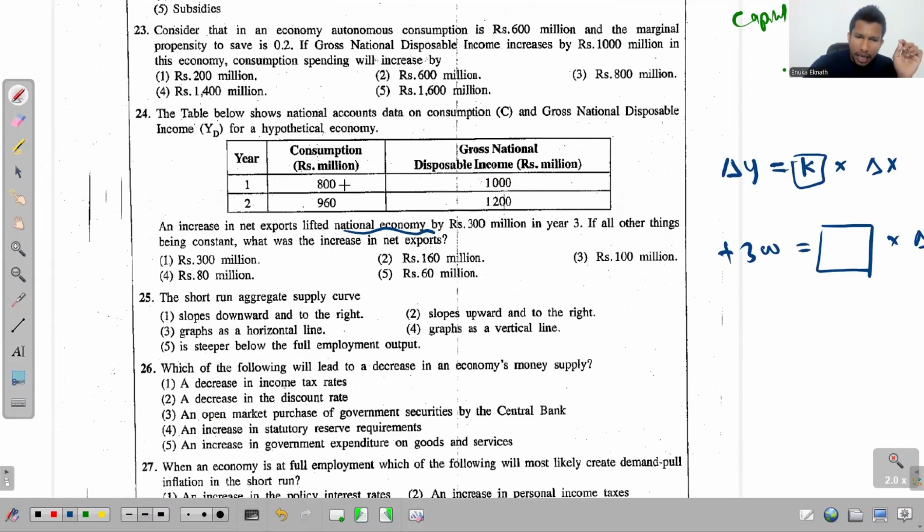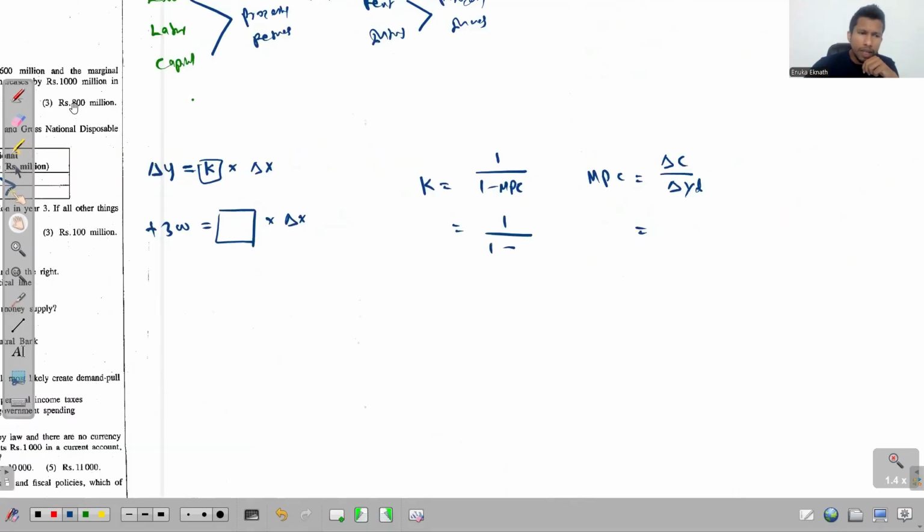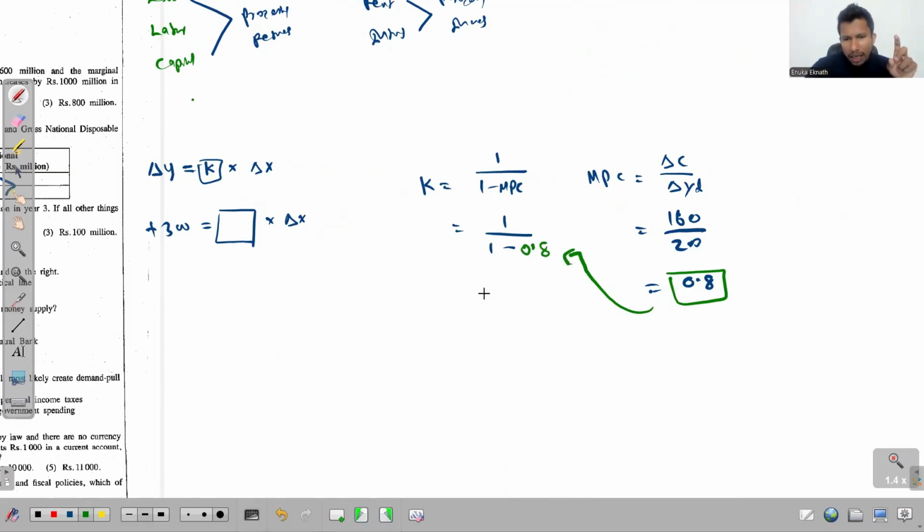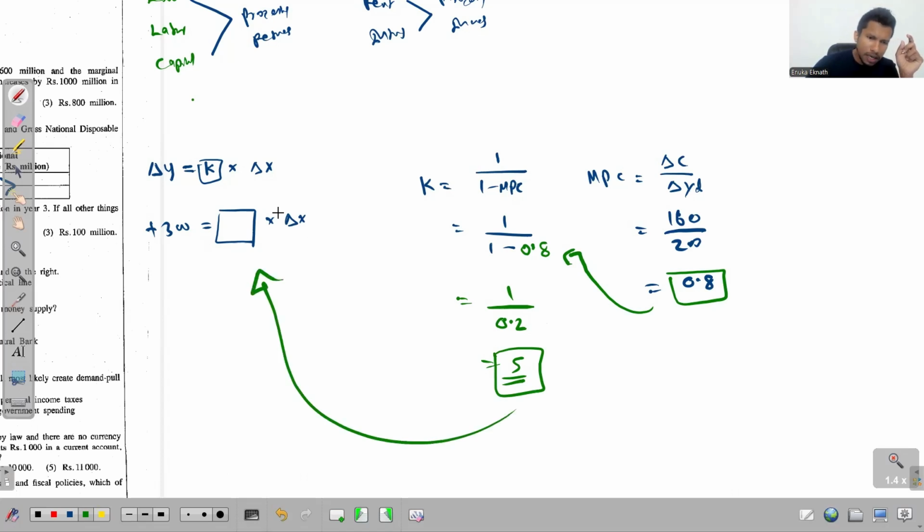See, delta C, the change in consumption, that's 160. Is it? Yes, 160. And the change in disposable income, that's 200. So you can write simply delta C is 160 and this is 200, which is 8 over 10, 0.8. So you can write 0.8 here. Then this is 1 over 0.2 and the answer is 5. Right? The answer is 5. So you can write 5 here. And then you can find this delta X.